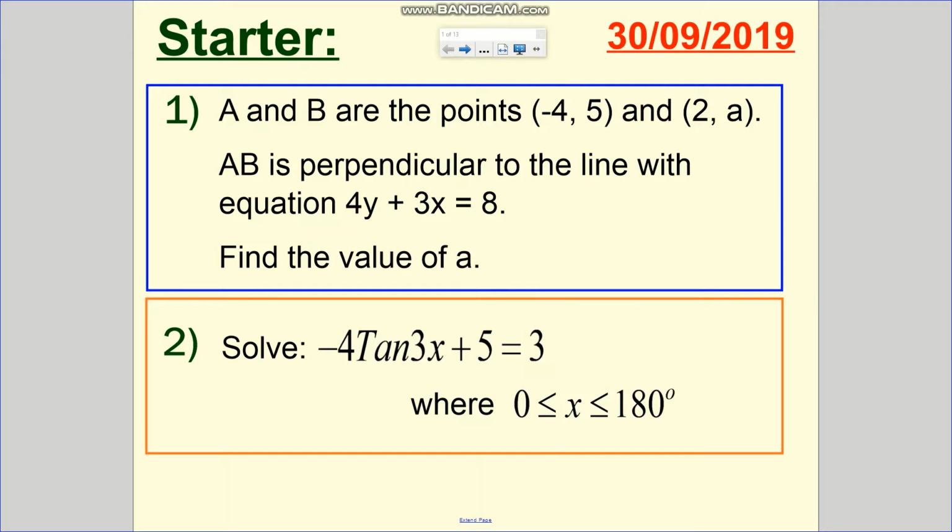Okay, I'm going to go through the answers in just a couple of seconds, so if you need, well, you definitely will need, pause the video here and then restart when you're ready to have a look at the solutions.